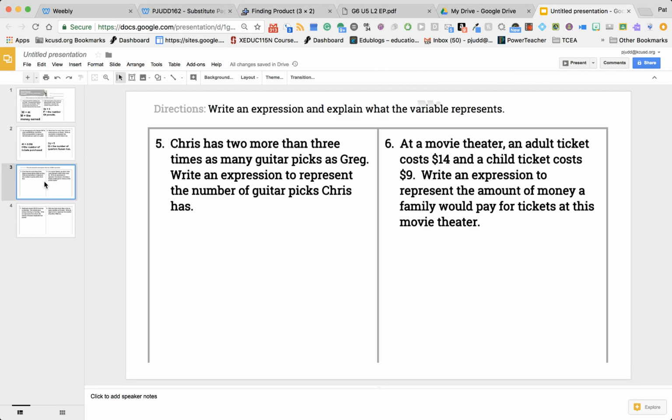Again, take 5 minutes, read through the problems, do 5 first, then do 6. Write down the key information, write your expression, and then write your explanation. So pause the video here. 5 minutes to complete both 5 and 6. Go. And let's check back in and see how you did.